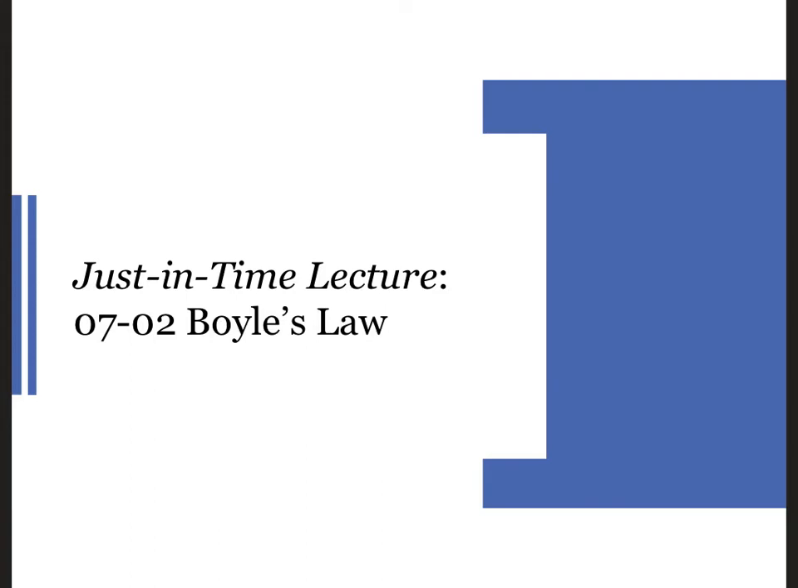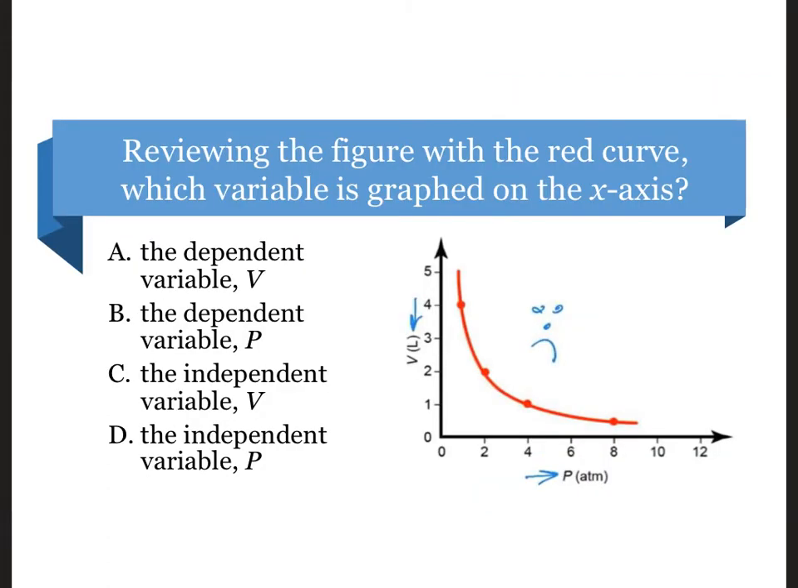This is our just-in-time video to cover the most often missed questions in 7.2, covering Boyle's law. Reviewing the figure with the red curve, which variable is graphed on the x-axis?